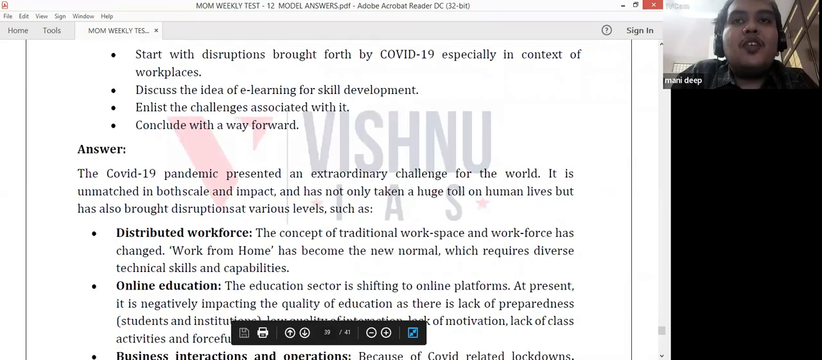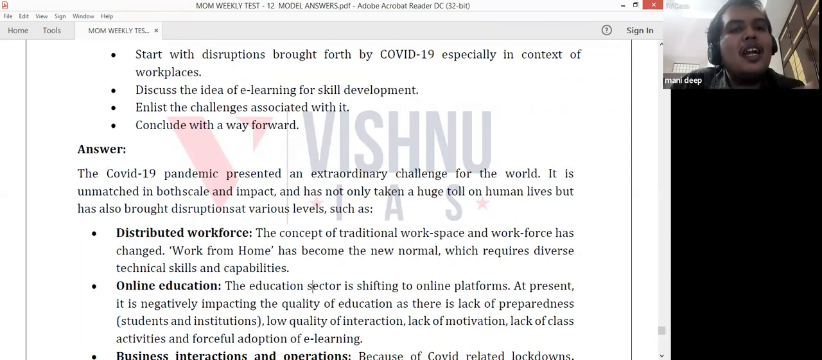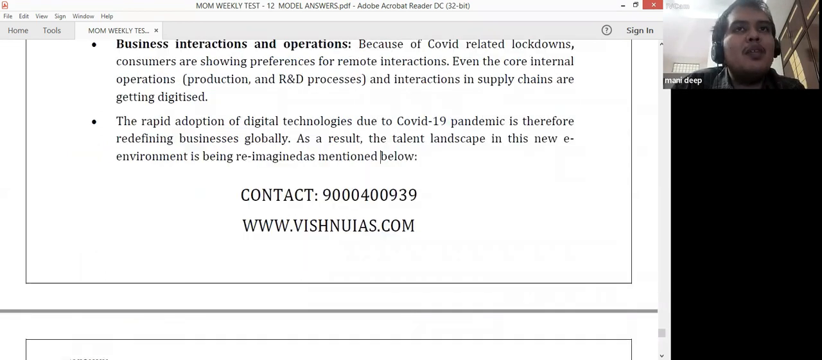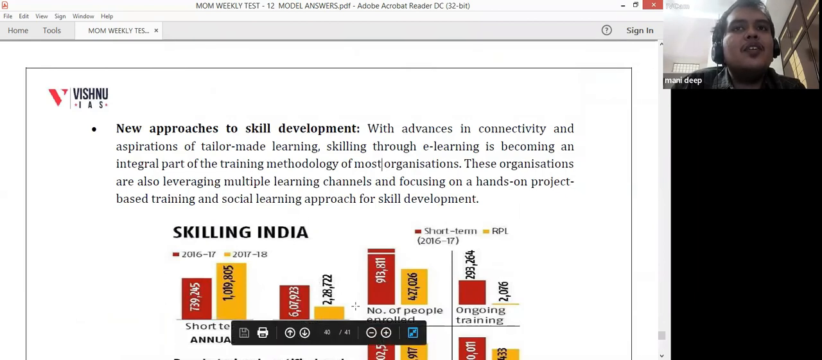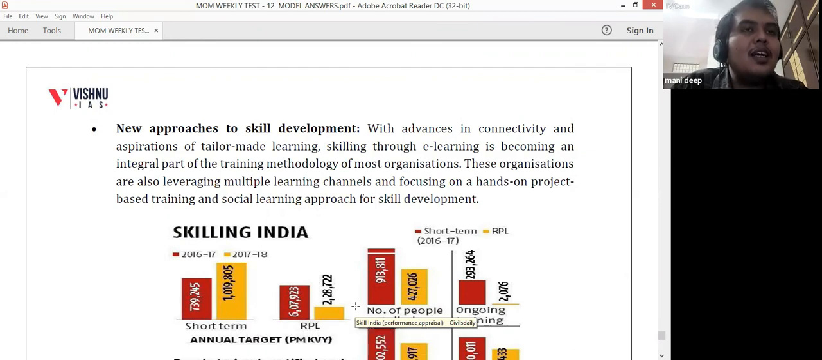So first you can write about why this change happened due to the COVID-19 pandemic. There is physical distancing, and due to this we cannot interact with people directly. This disturbed the entire economy, including the workforce and online education; everything has been impacted. Even business interactions have been limited. So we are looking towards new approaches, for example, virtual platforms to interact with people. One such way is e-learning.